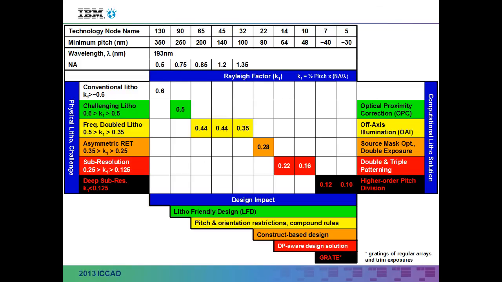The different resolution domains, right? And these are not arbitrarily picked. They have a physical background. And then over on the opposite side of the table are the resolution enhancement techniques, or the computational lithography tricks that we have implemented to overcome these resolution limits. And then finally, across the bottom are the design implications that all of this leads to. But let's take it one step at a time.